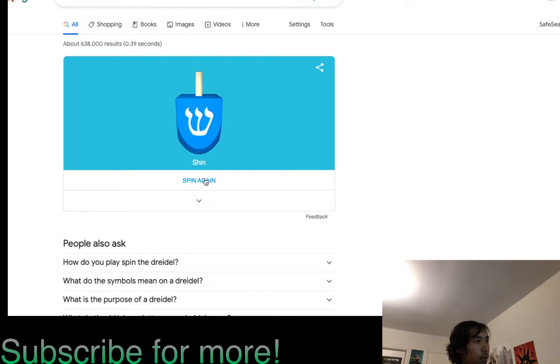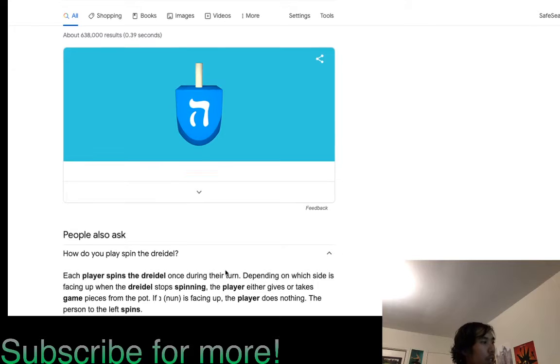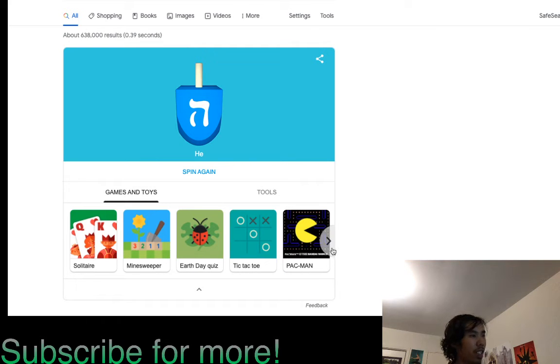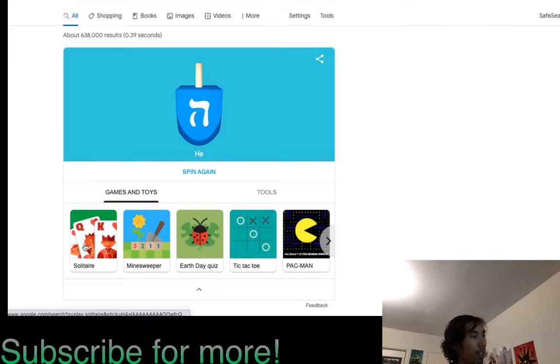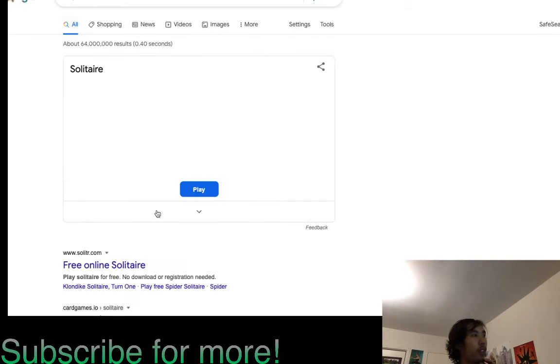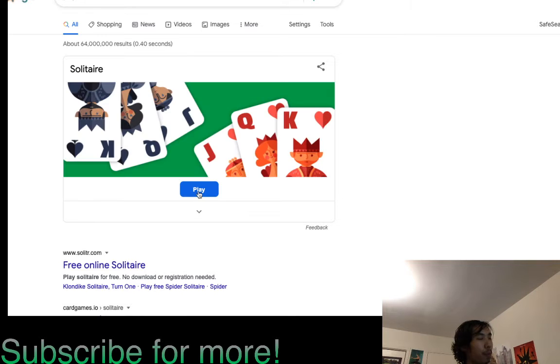So Shin, spin again. None. Spin again. Okay, wait, what does this mean? There's pieces in a pot, and I assume this is like a dice, and I do everything myself, so never mind. Let's actually play Solitaire instead. Let's see how the card interface is like on the Google Games Solitaire.